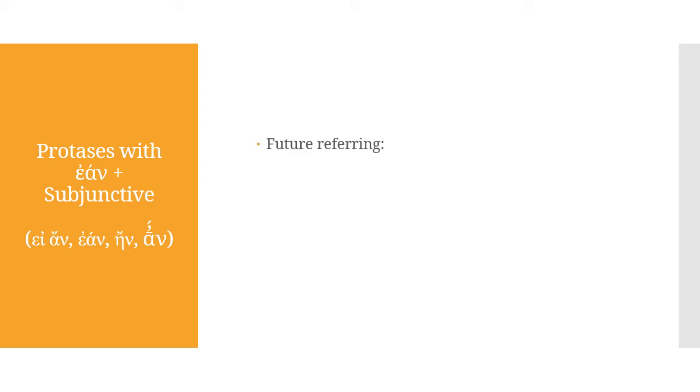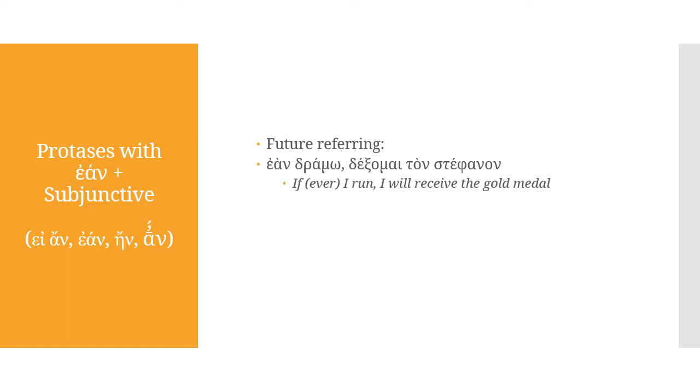So when it's future referring, ean dramō dexomai ton stephanon. If ever I run in the future, and it's relatively possible that I will run, I will receive the gold medal. So it has a similar force to example Delta before. That is, I don't know when I will run, but if ever I fulfill that condition, the consequence is dexomai ton stephanon.